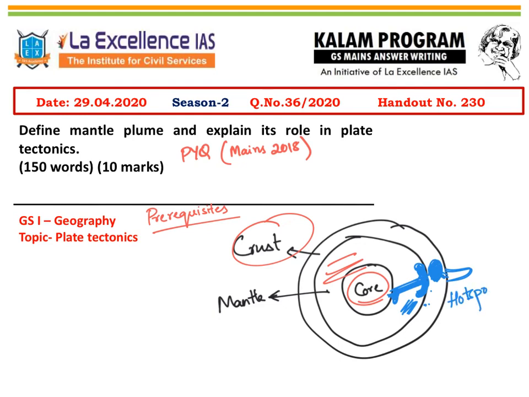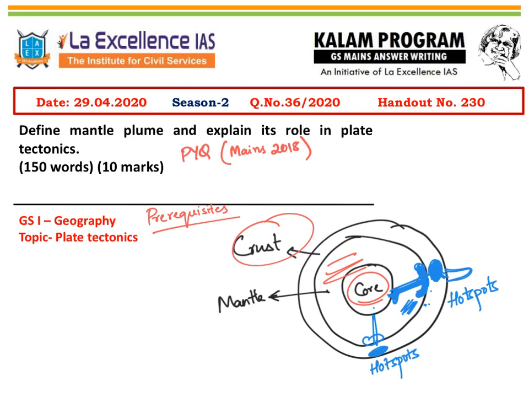So hot spots overlie the mantle plume regions. What is mantle plume? It is a narrow column of hot rock which connects the core with the lithosphere, heating up the lithosphere and resulting in the formation of magma chambers and overlying hot spots. So this concept you need to understand before attempting this answer. Apart from that, what is the relation of mantle plume with plate tectonics?